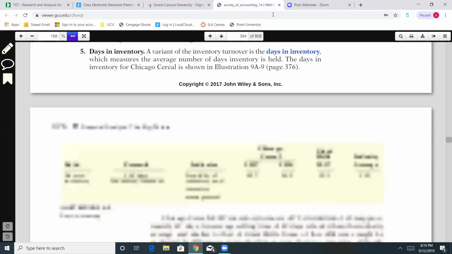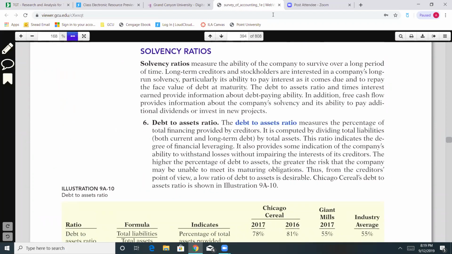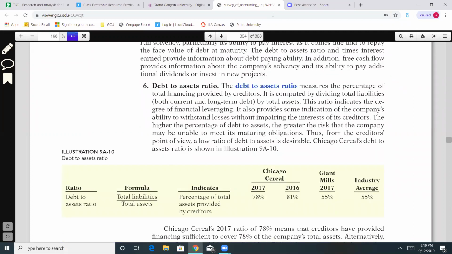Okay, so there's those. Let's scroll down here. The second part is solvency. And solvency is very similar to liquidity, but we're looking at more of a long-term. Liquidity is more of a short-term statistic, and solvency is more of a long-term. You know, if you're insolvent, that means you can't pay your debts. So we are looking to see how strong of a financial situation the company is in.